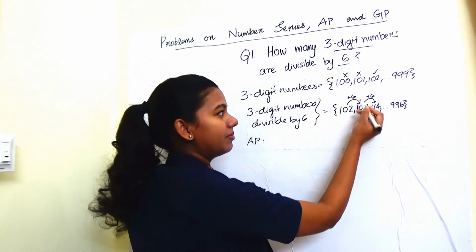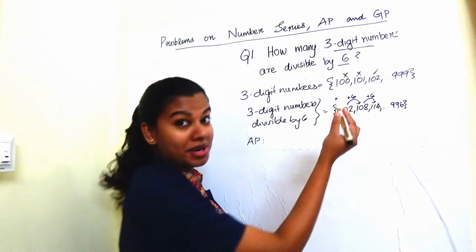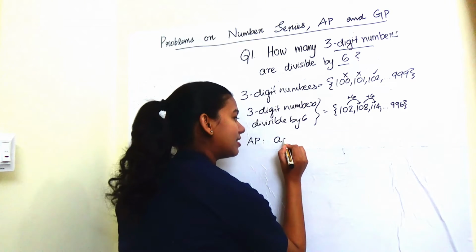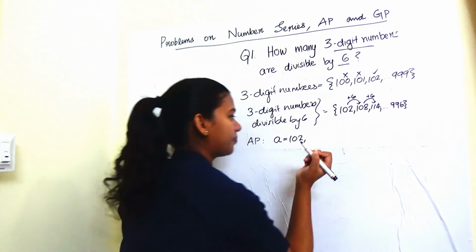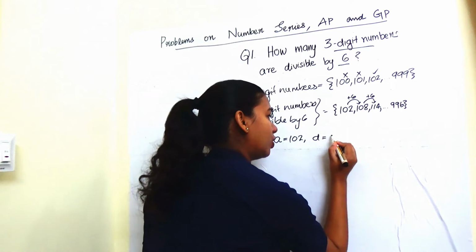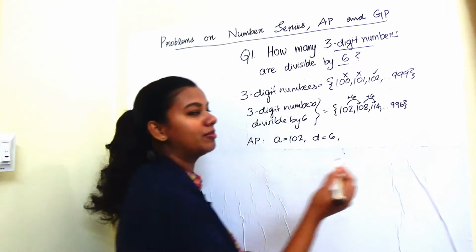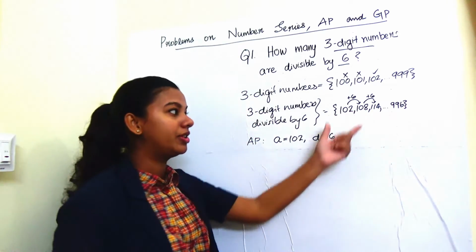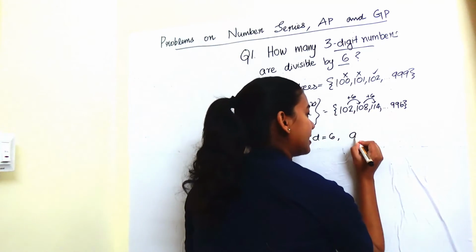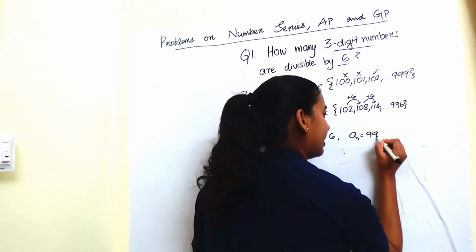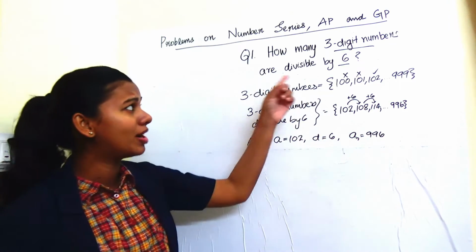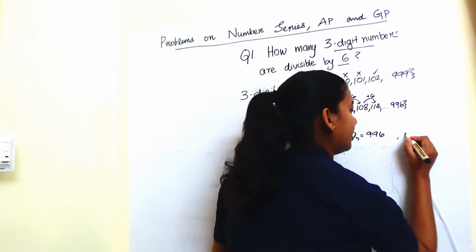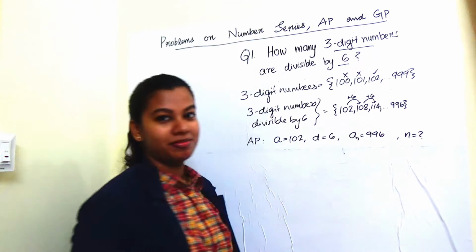Let's sketch out which terms or notations we can get out of this sequence. We know the first term, the common difference and the last term. So I am writing that out. First term a equals 102. Then the common difference d equals 6. Then the last term, or we can say the nth term, if the number of terms is n, that is an equals 996. So what is the question? How many terms? That is n. We have to find the number of terms n.